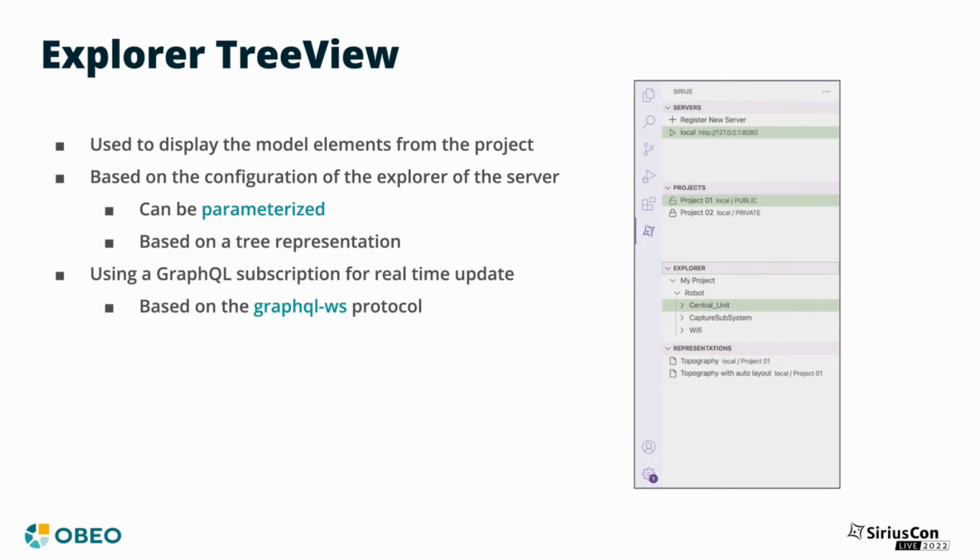For the Explorer, it's a bit different. We will display the model elements of the project inside of VS Code. It will use the same definition of the Explorer as the Sirius Web one. It can be changed, it can be parameterized. It's a tree representation. So since it's a representation, it will be updated in real time, and we will need to use the GraphQL WebSocket protocol for that.